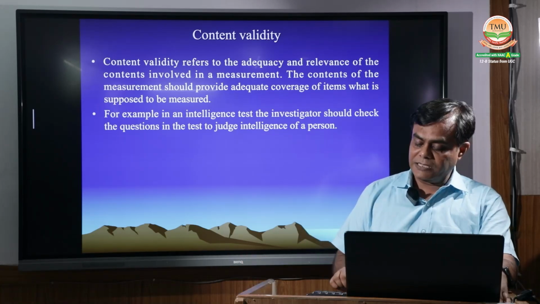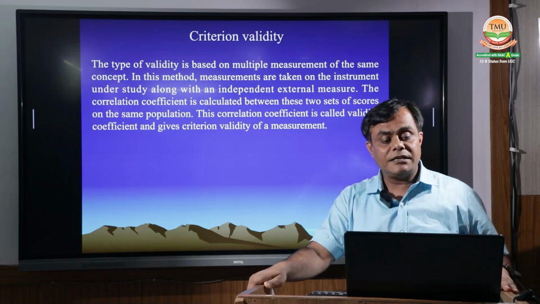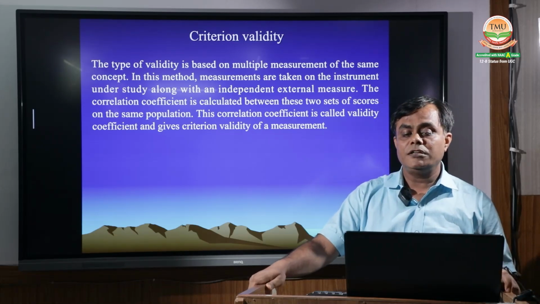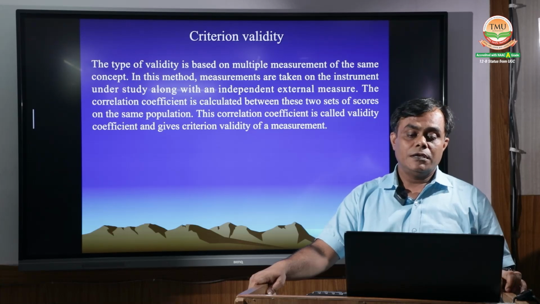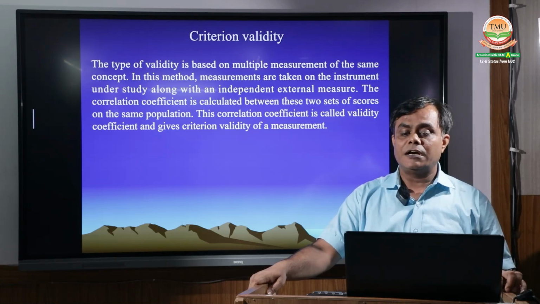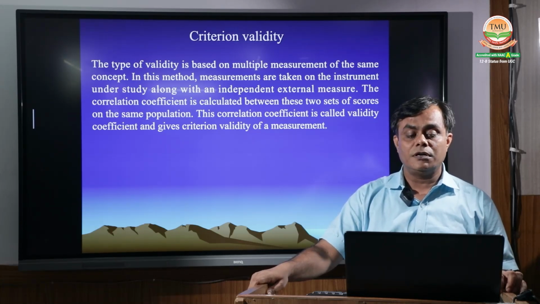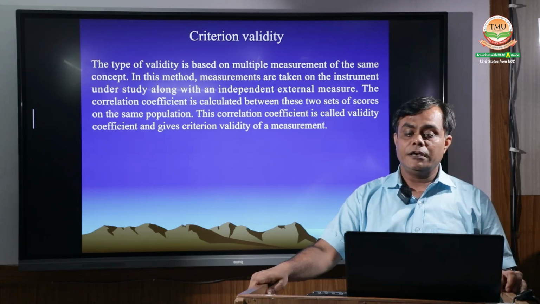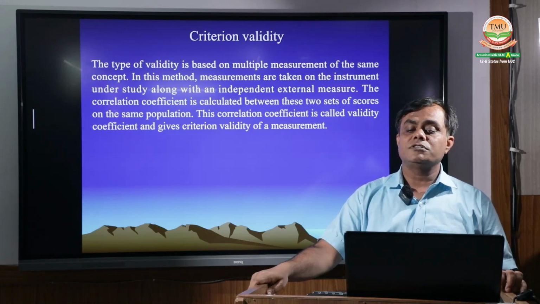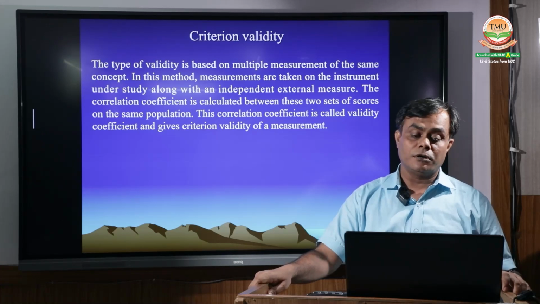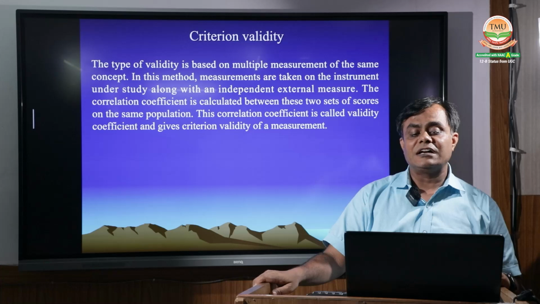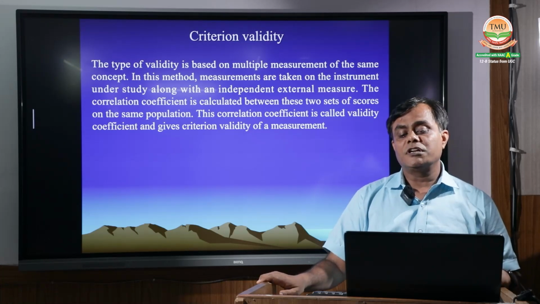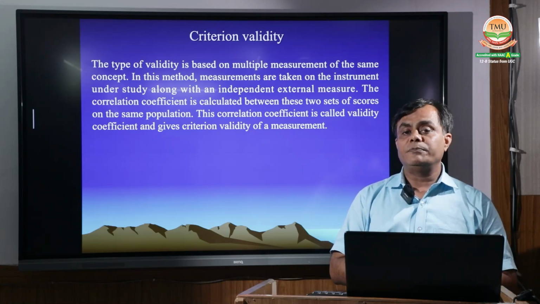Next is criteria validity. This type of validity is based on multiple measurements of the same content. In this method, measurements are taken on the instrument under study along with an independent external measurement. A correlation coefficient is calculated between the two sets of scores on the same population, and the correlation coefficient is called the validity coefficient, or the given criteria validity of the measurement.